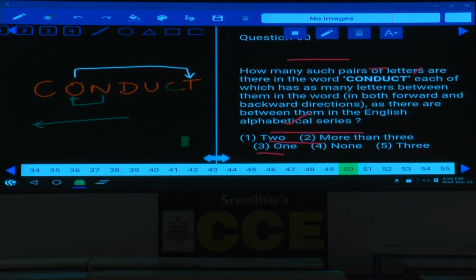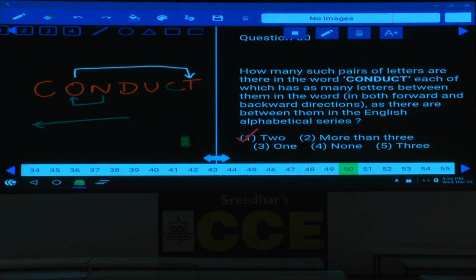Then what is your answer here? N and O, there is one pair. N and O are adjacent letters in the alphabetical sequence also; they are adjacent to each other. Hence, how many such pairs do we have? We have 2 such pairs. So choice 1 is the answer. Done? And this is about question number 50, paper number 47.